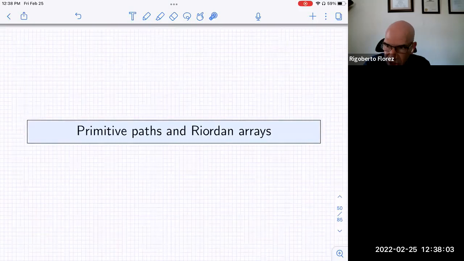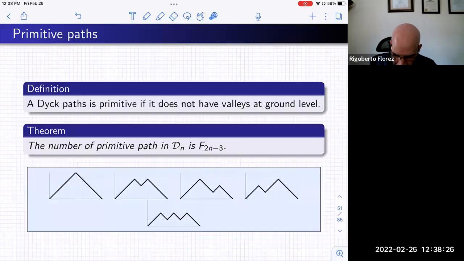Now, another connection. I told you from the beginning that here we are going to show you a motivation, several areas to work. And let's work now with non-decreasing paths and reordered arrays. So let's first talk about primitive paths. A primitive path is a Dyck path that I talked about before, but this is a path that doesn't have what? Any valley at the ground level. So no valleys at the ground level.